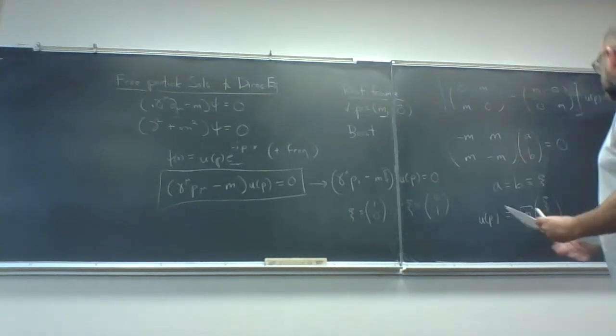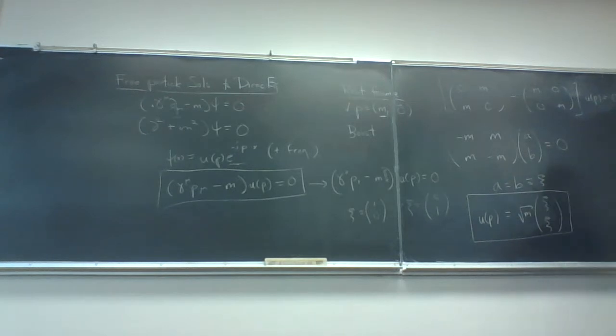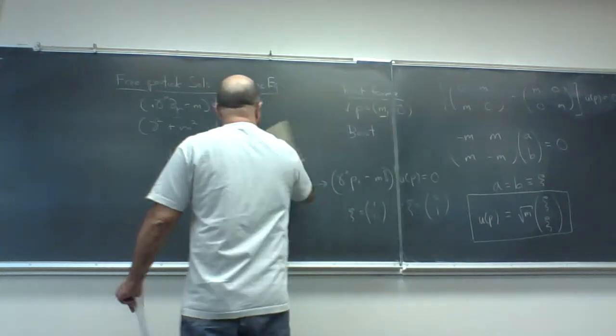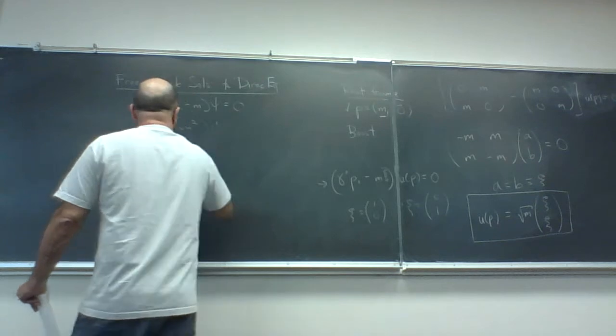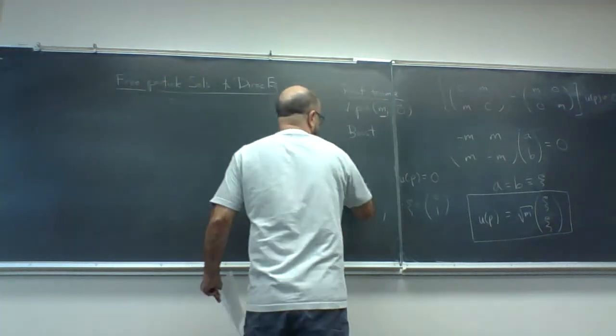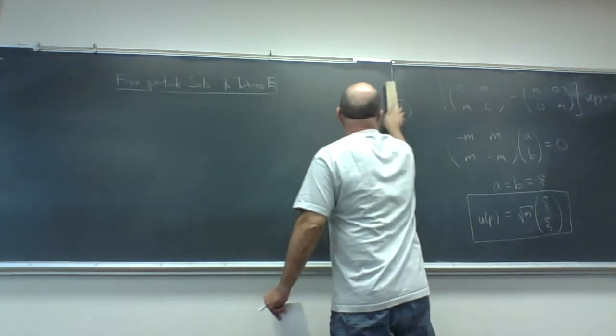Okay, so we've got the solution in the rest frame. Now we need to boost this to some general frame. So the easy part's done. Now we have to boost it to some general frame. And before we go off and just try to apply a boost to this, let's remind ourselves what the boost looks like for a 4 vector.